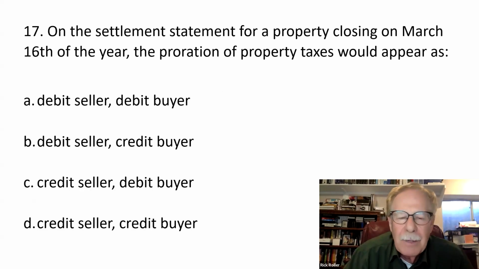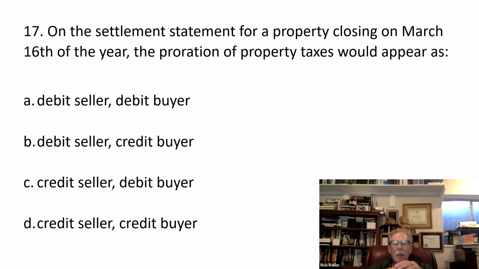We have a settlement statement, and the property is closing on March 16th of the year. The proration of property taxes would appear as what? Now, property taxes are something that's paid in arrears. In Utah, we pay our property taxes at the end of the year. Well, this is closing in March. So there are property taxes that have been accruing, but they haven't been paid yet. They won't be paid till the end of the year.